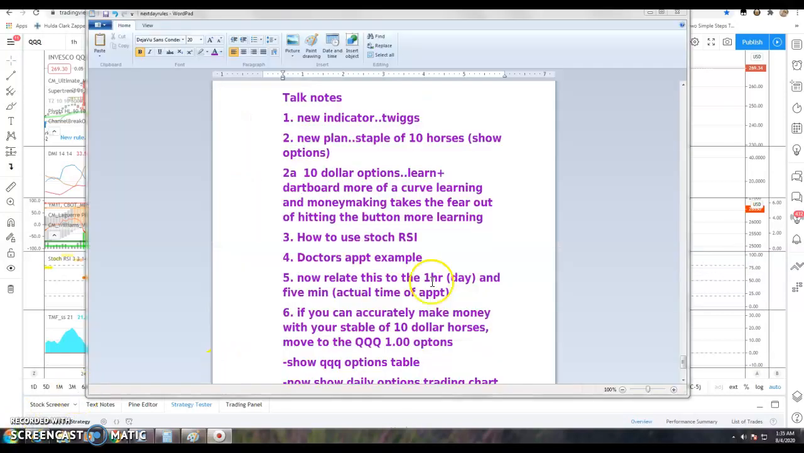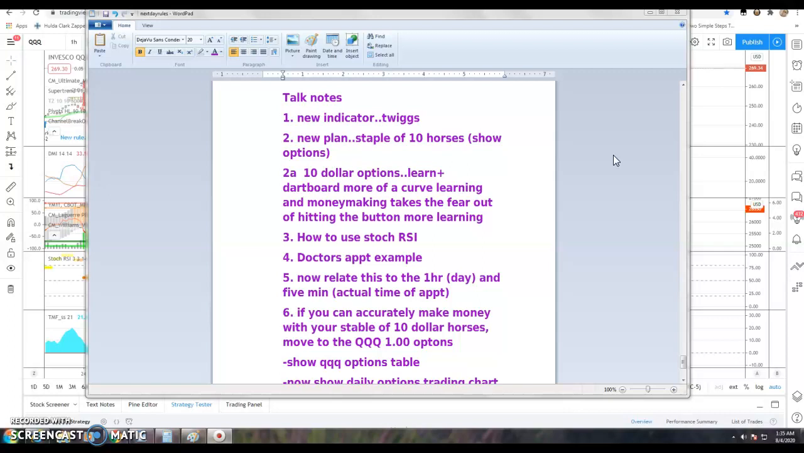Here's a little list of what I'm talking about in today's video, and I'm just referring to it here. I found something on the cubes, the QQQ. You could go all the way down to $10 options. I looked, and those are moving great. Those are moving like 2 to 3 times gain a day if you get in at the right part. It's great for learning how to play options, and it takes the fear out of option plays.